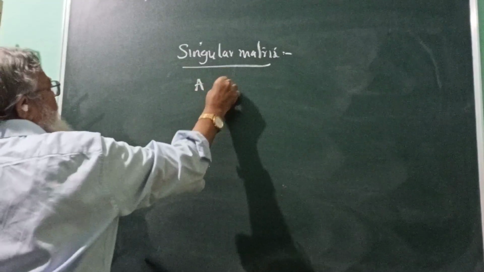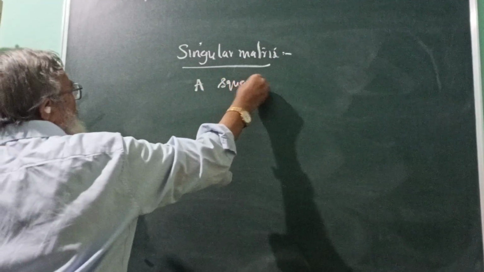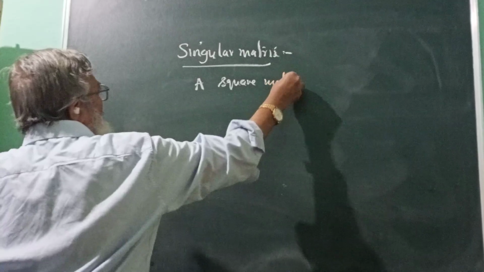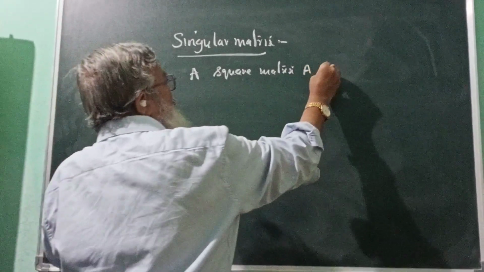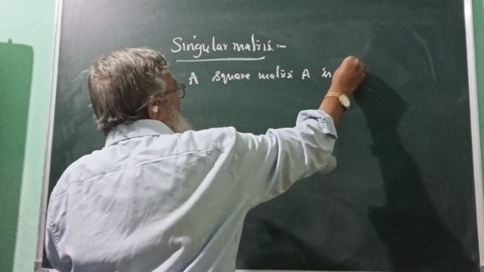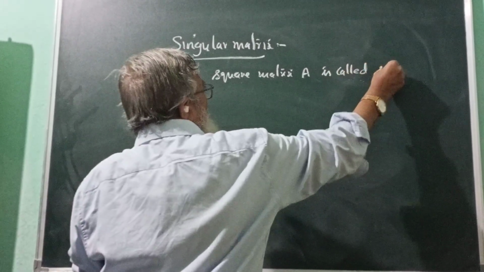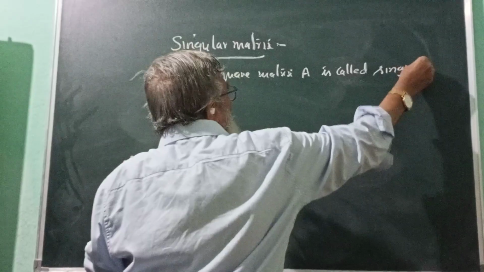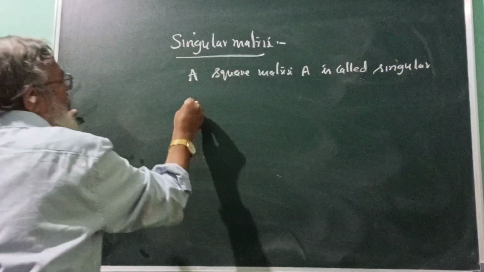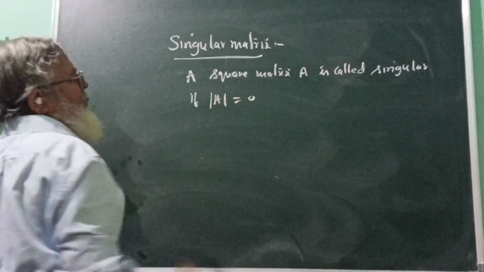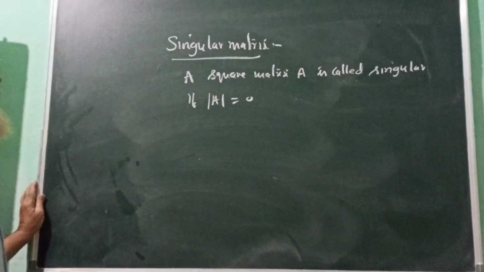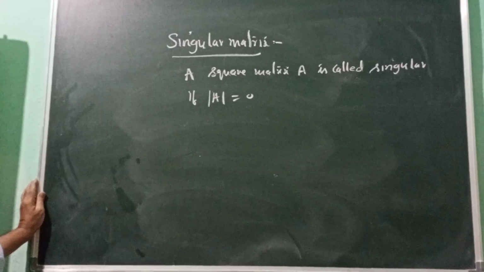A square matrix A is called singular if the value of its determinant is 0. If the value of the determinant is 0, then it is called a singular matrix.